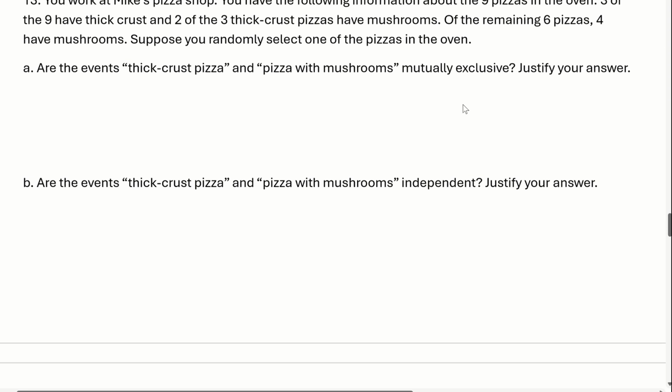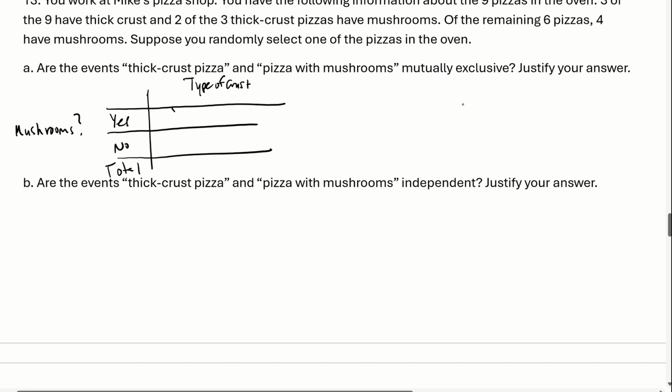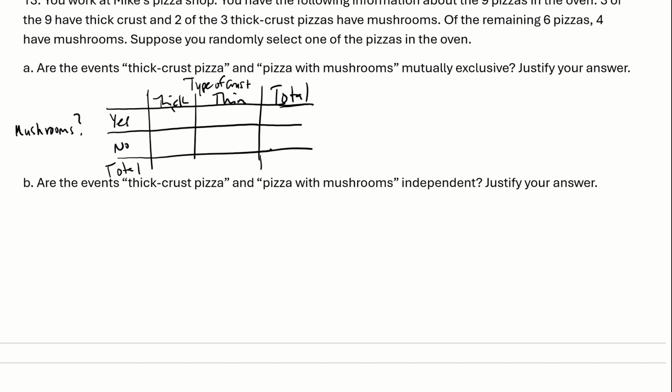So let's do a two-way table. And we'll say mushrooms, yes, no. And then we'll do total, of course. And then type of crust. Okay, we'll do that. Thick crust, we have thin crust, and then total. We'll just do a rough two-way table here.